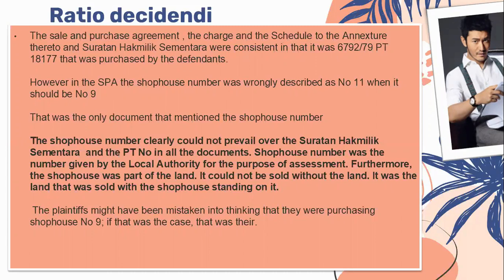It could not be sold without the land. So it was the land that was sold with the shop house standing on it. So if the plaintiff might have been mistaken into thinking that they were purchasing the shop house number 9 instead of the land, if that was the case, then that was theirs. That was what was said by the Court of Appeal.